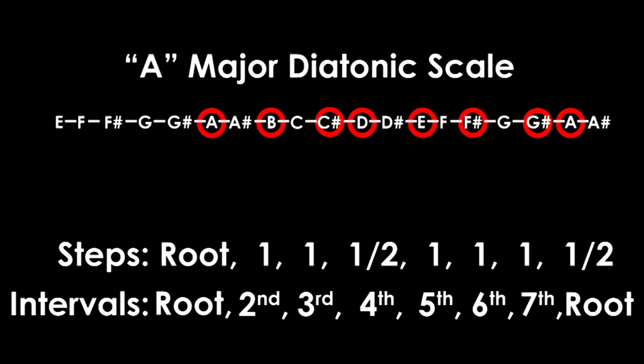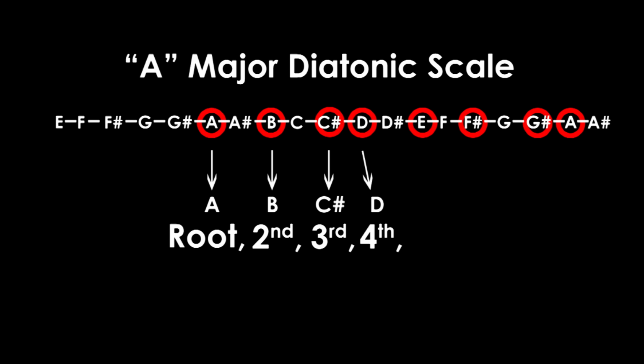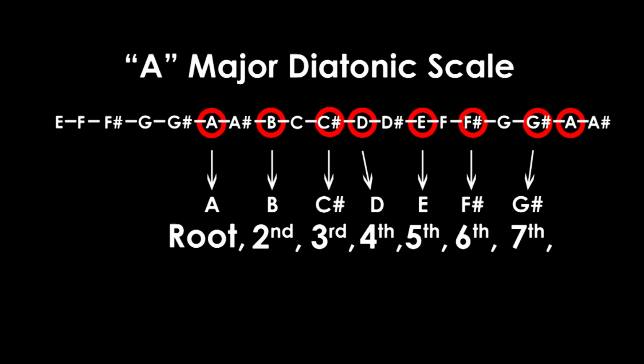Now let's name them. The root note is A, B is the second, C sharp is the third, D is the fourth, E is the fifth, F sharp is the sixth, and G sharp is the seventh. And the way that you would talk about this is you would say the fifth is E.